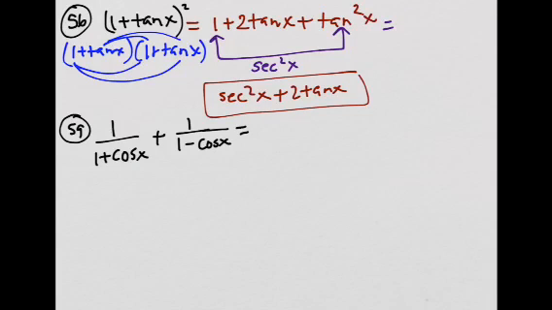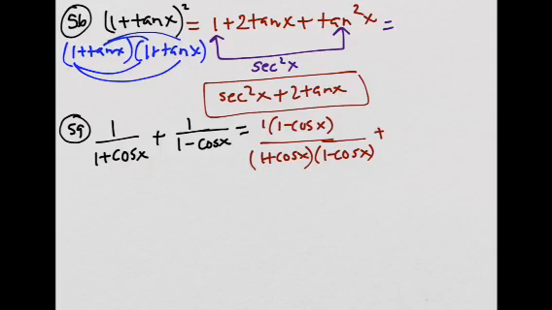For number 59, we're adding two fractions with different denominators. So the common denominator is 1 plus cosine x times 1 minus cosine x. So we're going to multiply the first fraction by 1 minus cosine x. Just write it separately first to show all the steps, and then plus 1 times the second fraction gets multiplied by 1 plus cosine x. And both numerator and denominator.